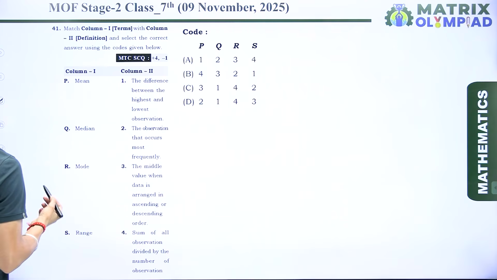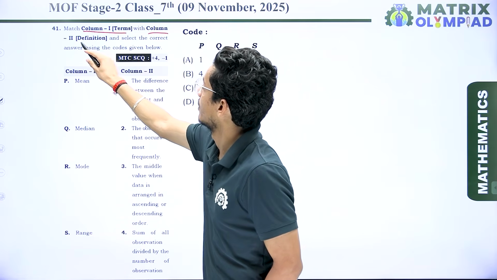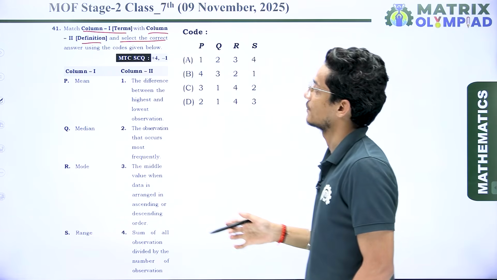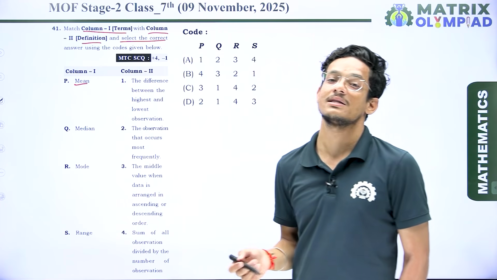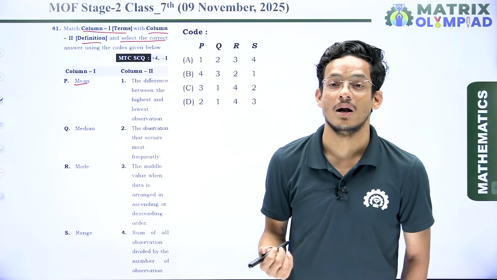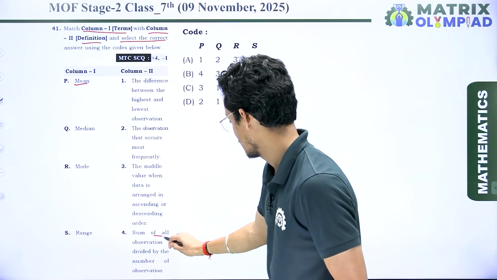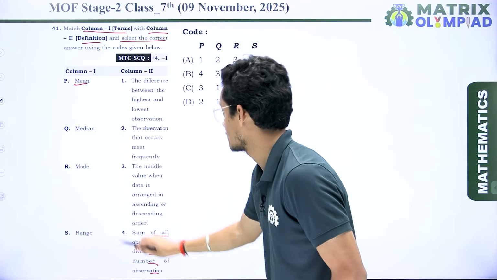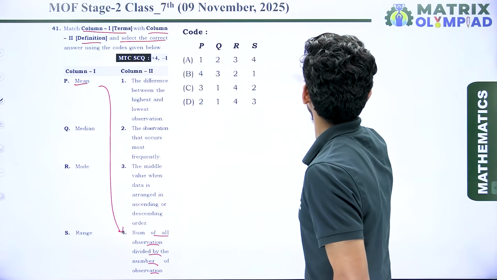So now if I talk about the next question, match column 1, that is here we have given terms, and column 2 here we have given definitions, and select the correct answer using the code given below. In the first here we have given mean. We know mean, that is sum of all observations divided by number of observations. So check sum of all observations divided by number of observations. It means P is connected to 4. So I can write here P is connected to 4.